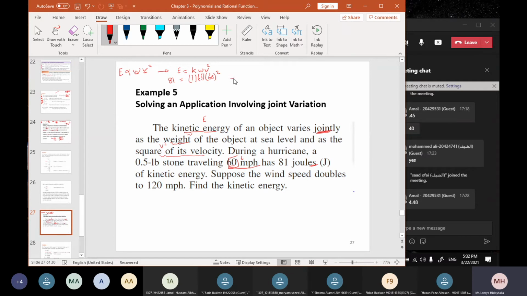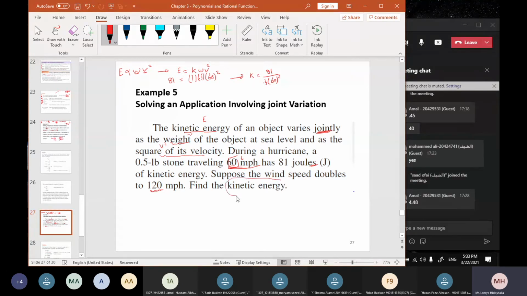Yes. So K is equal to 81 over 0.5 times 60 squared; of course I can calculate 0.5 times 60 squared first and then divide. Anyway, so we calculated K. Suppose the wind speed doubles to 120 meters per hour. So instead of the speed being 60, it became 120.